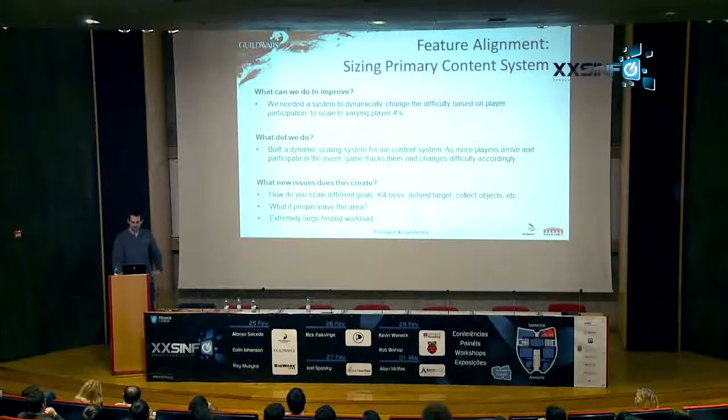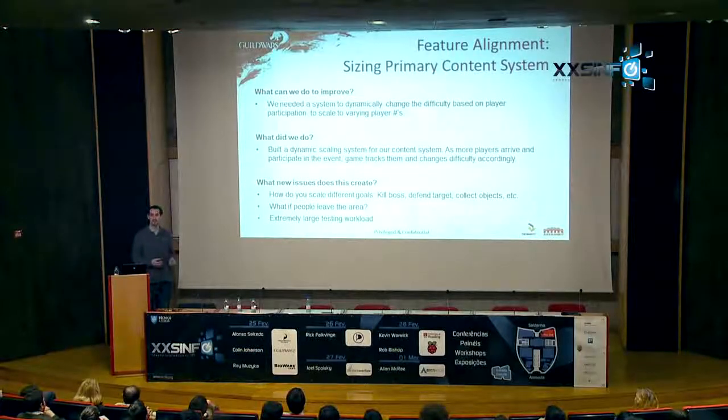All right, so we needed to figure out how to size the content. So we needed to have a system to dynamically change the difficulty based on player participation to scale to varying player numbers. So what we did is we built a dynamic scaling system for our content system. As more players arrive in the area and participate in the event, the game tracks them and changes difficulty accordingly. So if 5 players show up, the event actually starts generating more creatures for them to fight and starts changing the levels of the creatures to make them more difficult.